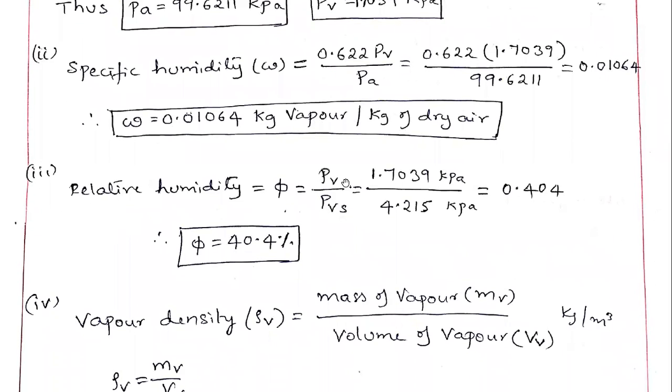Next is relative humidity. Relative humidity phi will be equal to PV by PVS. The partial pressure of the vapor we found to be 1.7039, divided by the partial pressure of the vapor at saturation, that is 4.215, and we'll get the relative humidity to be 40%.